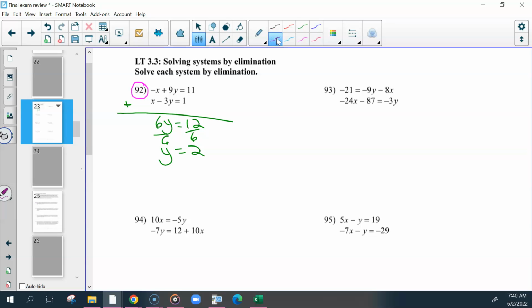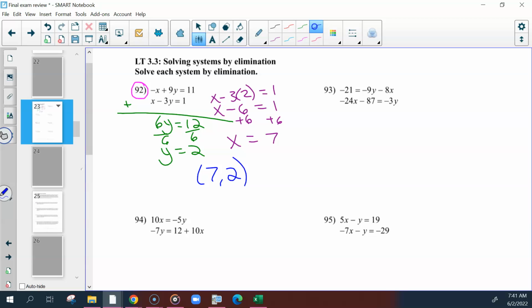It does not matter which equation we put this back into. I'm going to put it back in the bottom one. X minus 3 times 2 equals 1. X minus 6 equals 1. Add 6 to both sides. So x equals 7. So our solution would be 7, 2.